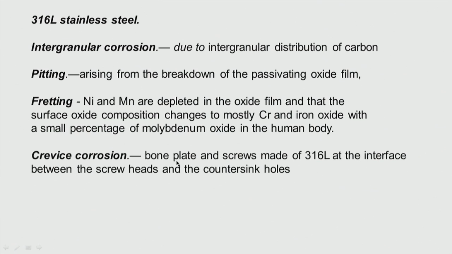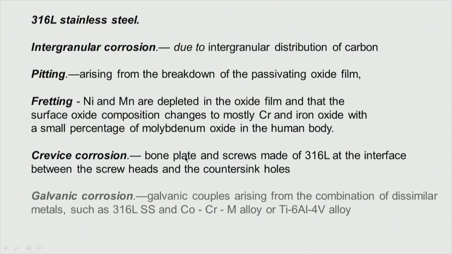Crevice corrosion. When you have a bone plate and screws made up of 316L, at the interface of the screw heads and the countersink holes, you can have this crevice corrosion. Galvanic corrosion, like I mentioned, if you have dissimilar metals, a combination of 316L and cobalt, chromium, molybdenum, or cobalt, chromium, titanium, aluminum, vanadium alloys, then you can have galvanic corrosion. So, 316L can have all sorts of corrosion. So, it is an ideal material only for short duration and not for very long applications. So, you need to keep that in mind.